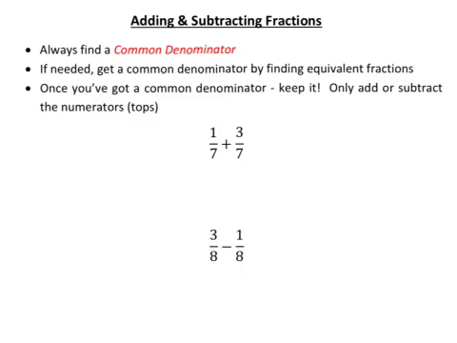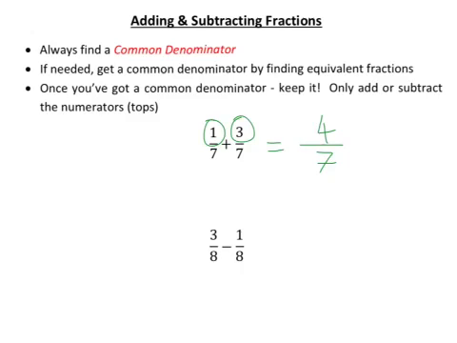But once you've got a common denominator, it's dead easy. We just keep that denominator. It stays the same. We only ever add or subtract the top lines, the numerators. So for example, in this first one, 1/7 plus 3/7, you'll notice we do have a common denominator. 7 is in the bottom and the top. And so the first thing I'm going to do is write down that denominator. It doesn't change. Now, the numerators, 1 plus 3 is 4. And so my answer is 4/7.